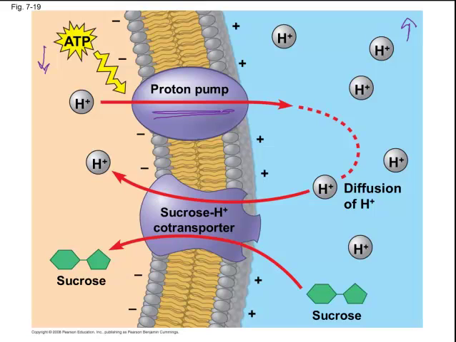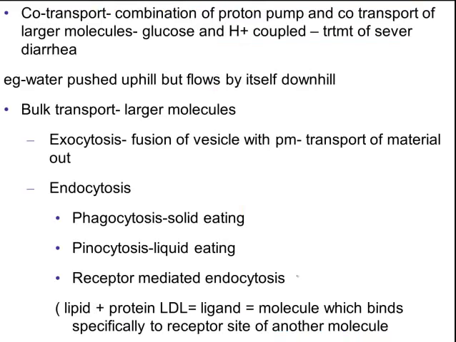When it diffuses back, the co-transporter sucrose is also taken in and it's brought back in. So this diffusion back helps in bringing another material inside. So the combination of proton pump and co-transport of larger molecules can take place, and it is sort of coupled. This is also used in the treatment of severe diarrhea. Now, this is done.